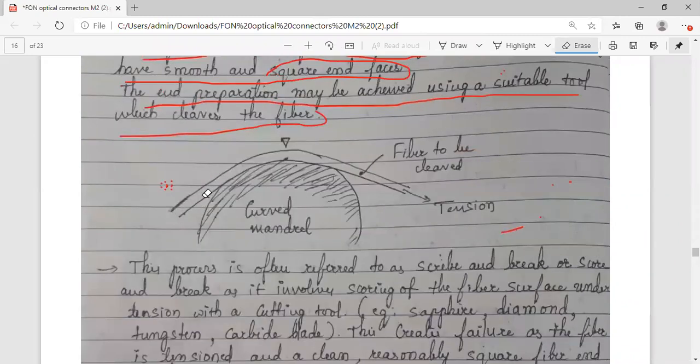You can see here an optical fiber is placed over this curved mandrel, and this is the optical fiber to be cleaved at this point. Here at this point you want to cleave it, and I'm giving this direction of tension here. So obviously whenever you are bending, it is an optical fiber and it is made of glass, no doubt, but it has got some tensile strength. It has flexibility, because of which it is bending. Even though it is bending, you are stretching it, because of which a tension is created.